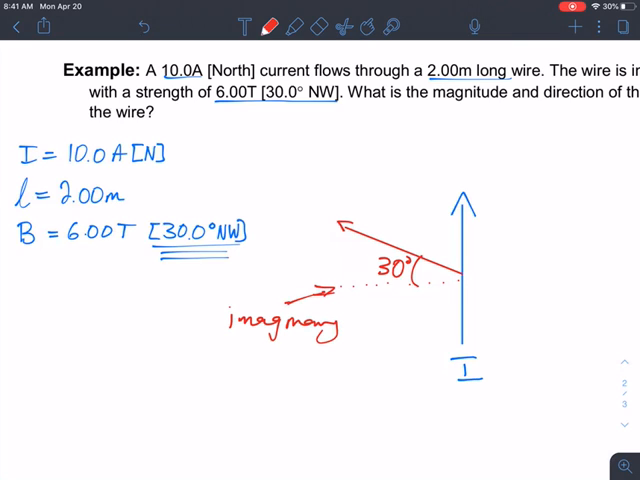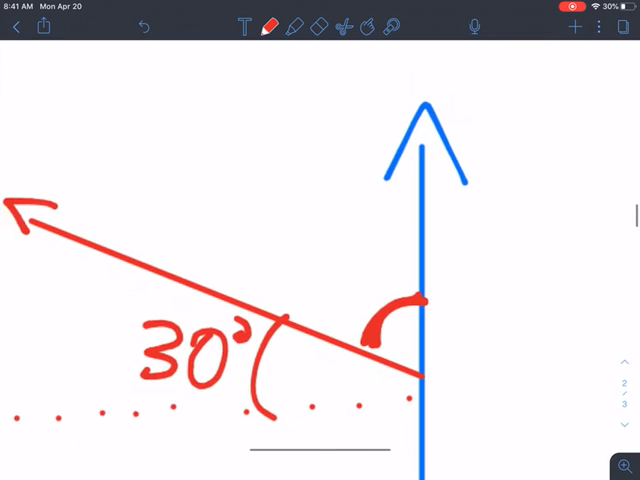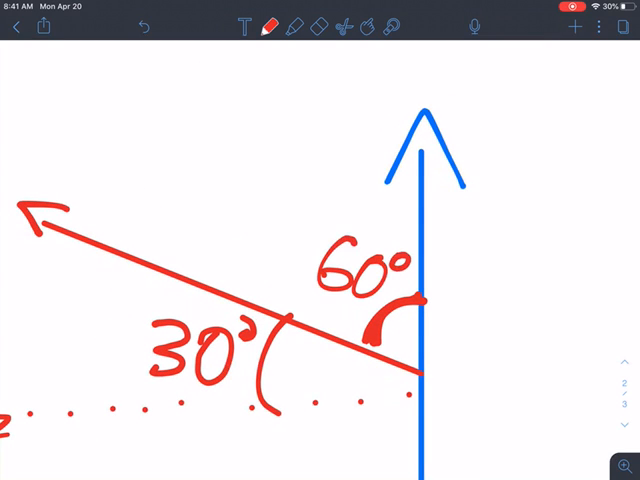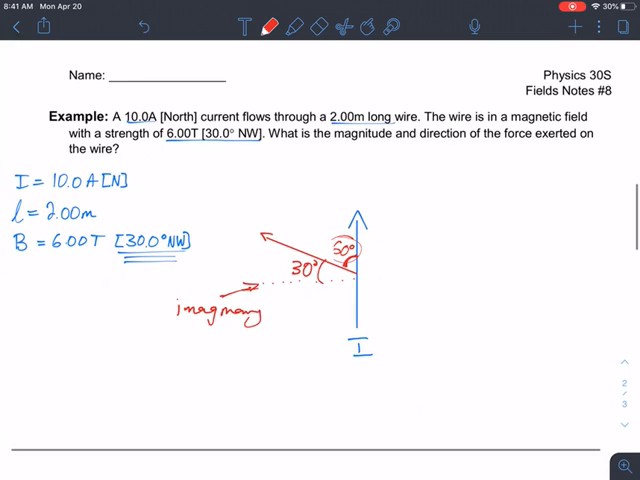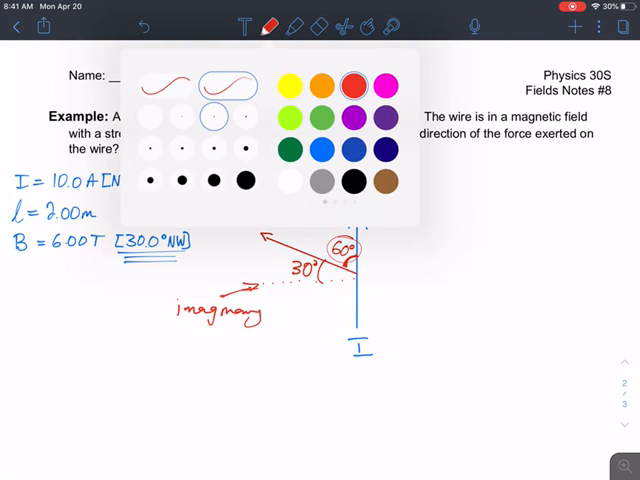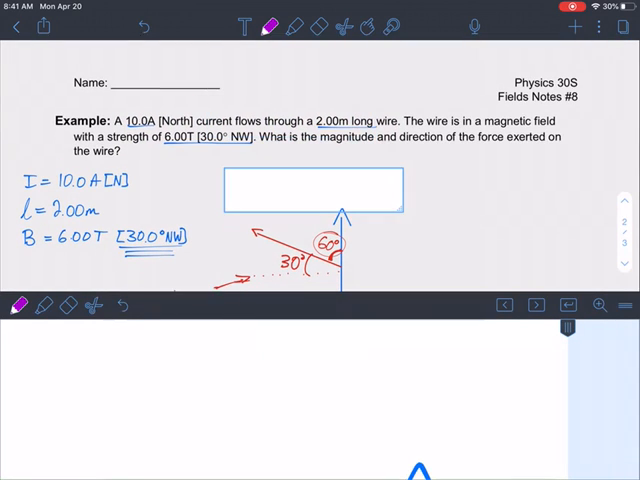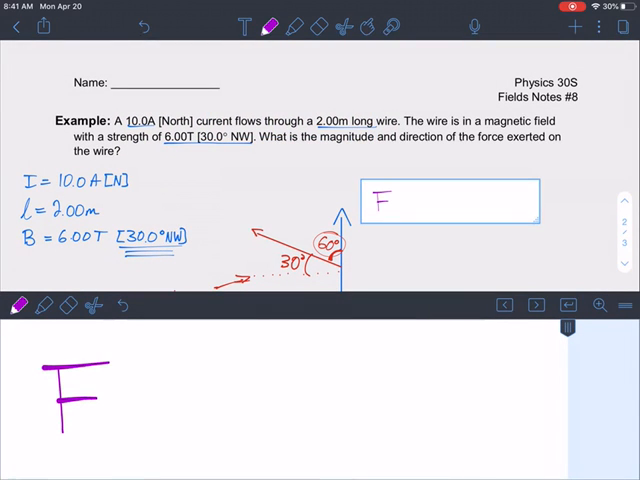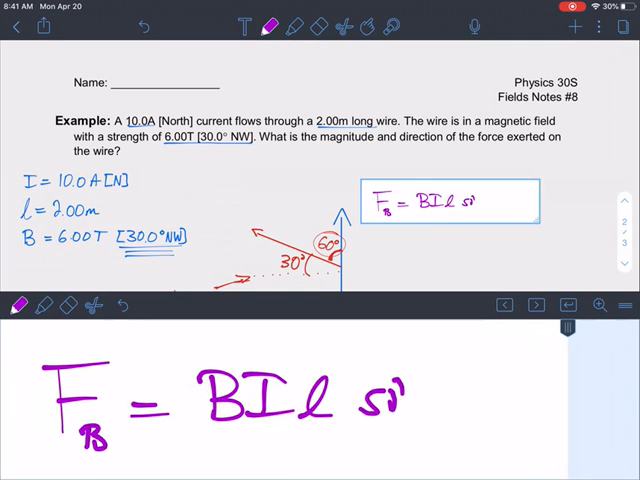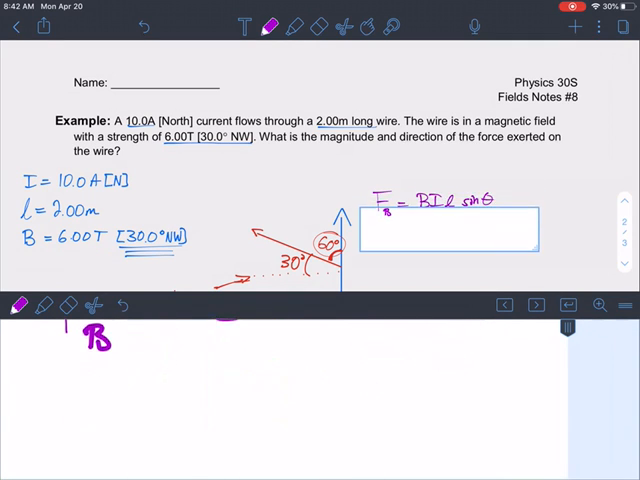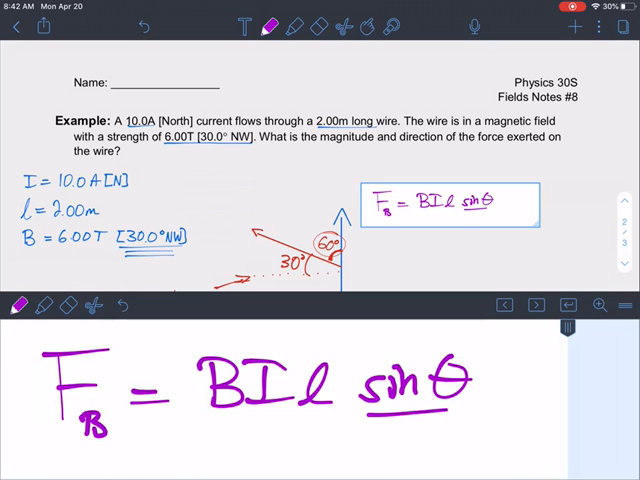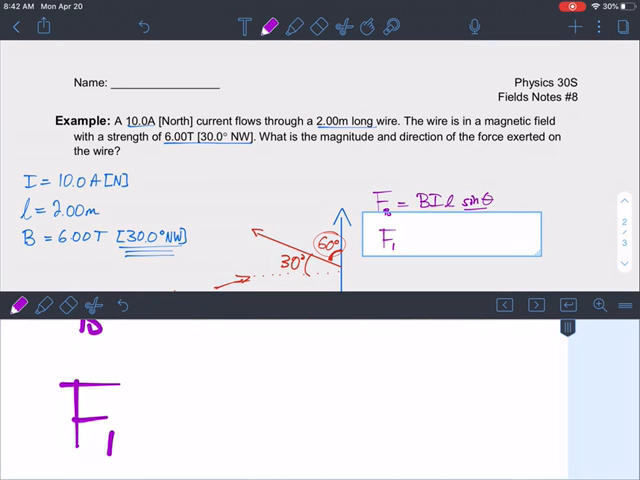And that's not what we want. So which angle do we want? We need this angle, which must be not 30 but 60 degrees. This is the one that we want. And then we're done. And so the rest we can just give her. So we're looking for the force, and so what we'll do is use our formula, BIL sine theta, and we can use this formula as long as we are using the correct angle. And in this case, that's the 60 degrees.